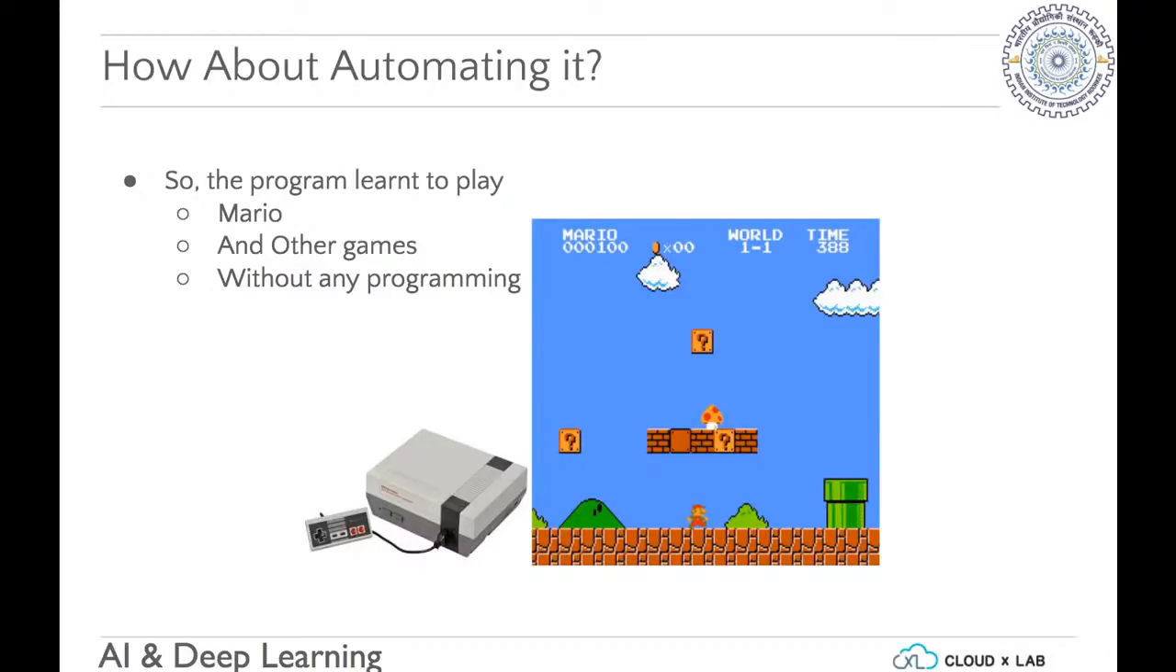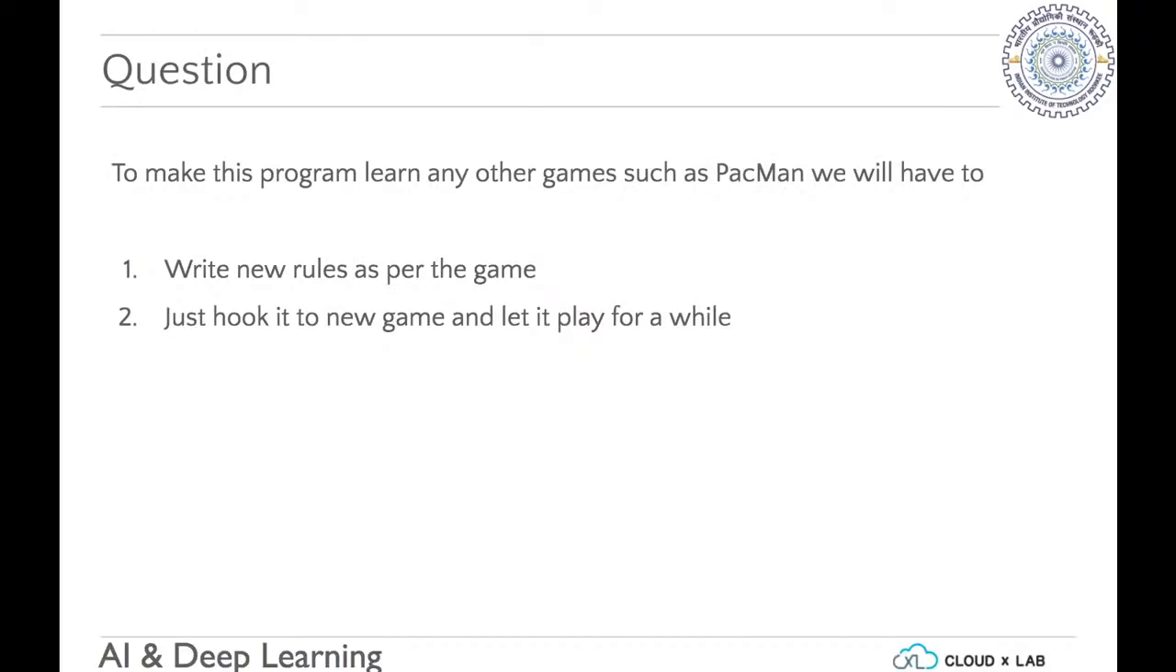Now, a quick question to you: to make this program learn any other game such as Pac-Man, we will have to, number one, write new rules as per the game, or number two, just hook it to the new game and let it play for a while. Which one do you think is right? First, writing new rules or coding for each game, or just hook it to the new game and let it play for a while. Which one do you think is more true? One or two?